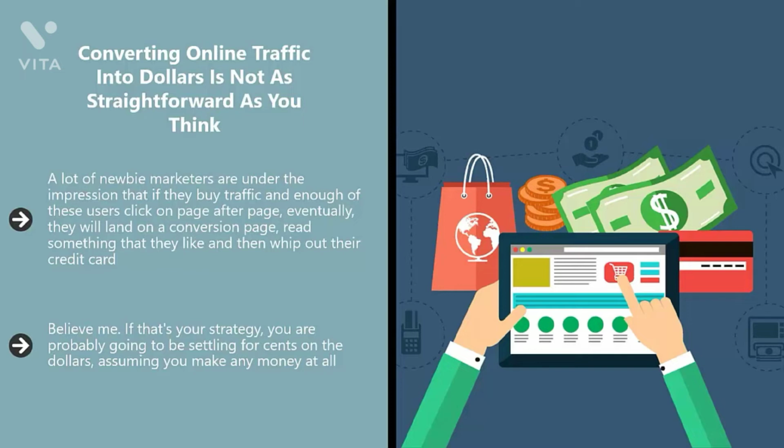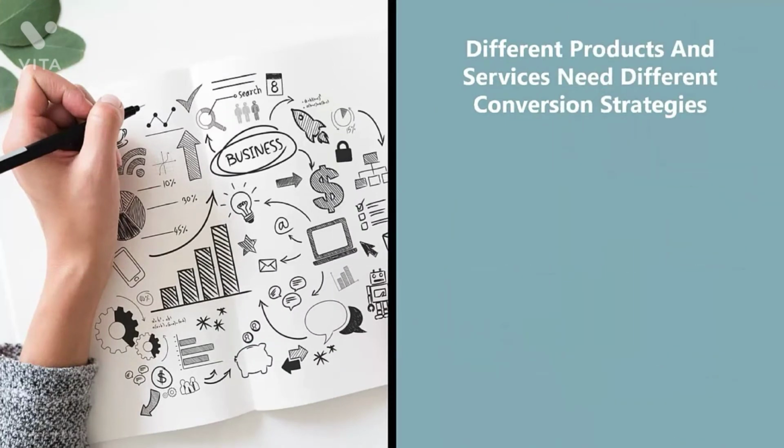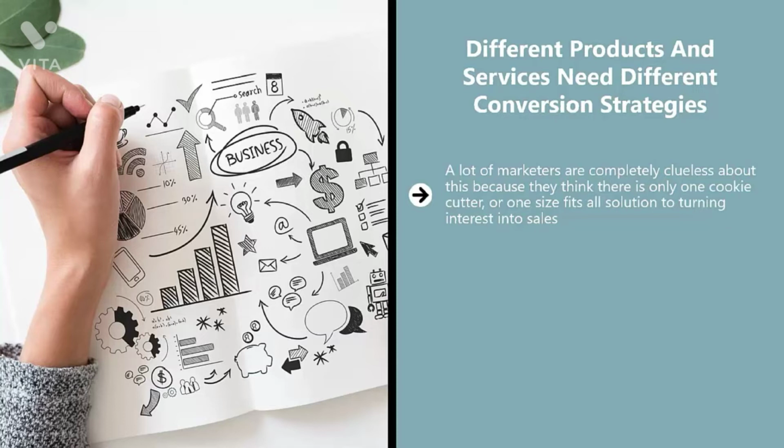The better approach would be to study what kind of conversion strategy works best, considering whatever it is you're trying to sell. Different products and services need different conversion strategies. A lot of marketers are completely clueless about this because they think there is only one cookie cutter or one-size-fits-all solution to turning interest into sales. This is where they screw up, because selling a sofa online is very different from trying to get American grooms looking for Filipina brides.